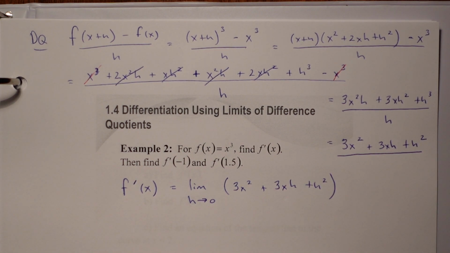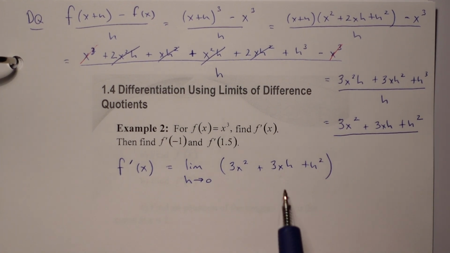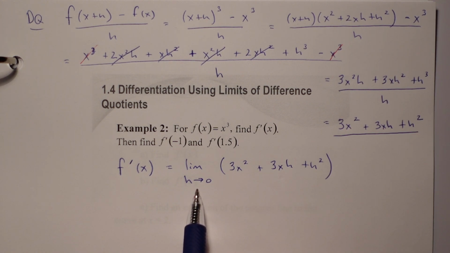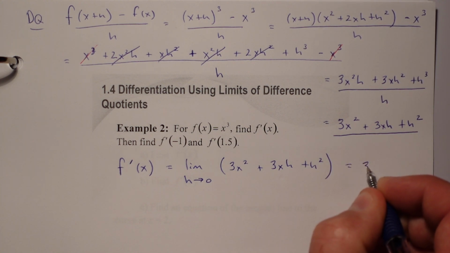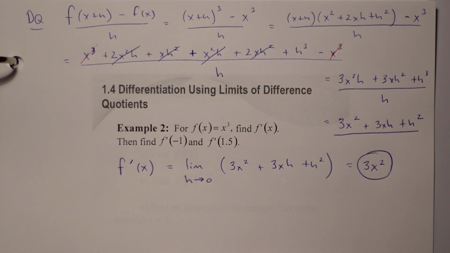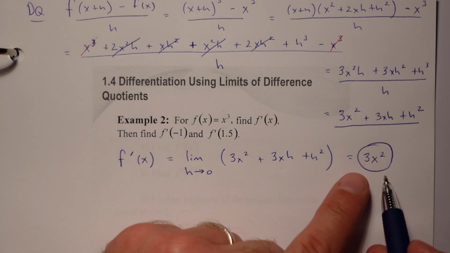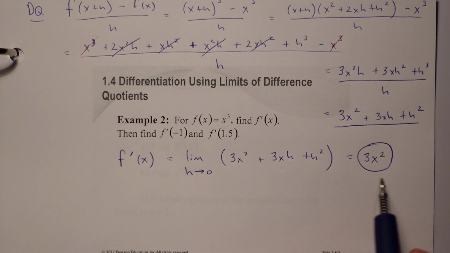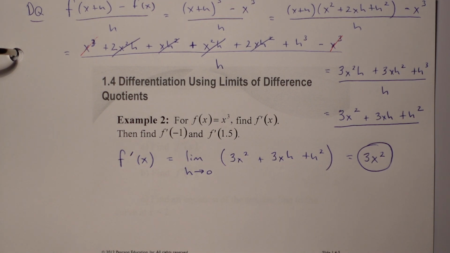But typically these are pretty easy limits to evaluate. When you look at this limit, you're just taking 3x squared plus 3xh plus h squared, but all of those h's are going to 0. So the only term that survives, and the only term that's left for your derivative, is 3x squared. And remember, when you see that derivative, that 3x squared, you want to think of that as a formula that will find the slope of this function at any particular x value.